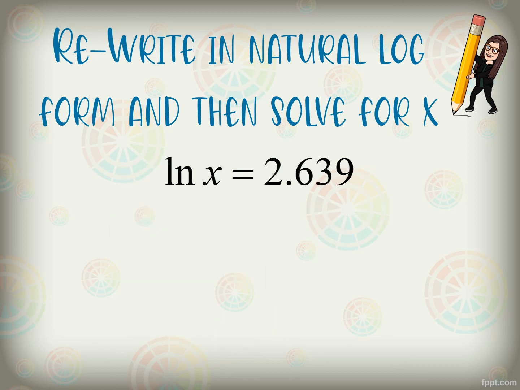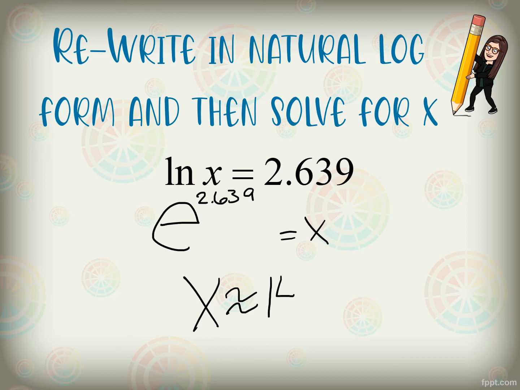Let's take a look at this one. Here I'm given a natural log and I don't know what the answer is. So I'm going to convert to base e. The answer becomes the exponent. What's remaining becomes my value. So let's practice. Let's type in, using our calculator, e to the 2.639. Look at that value. I'm getting actually approximately 14.